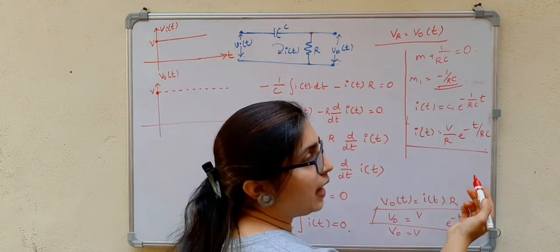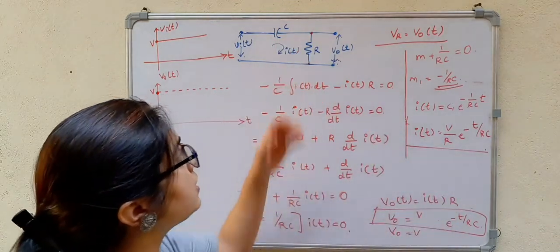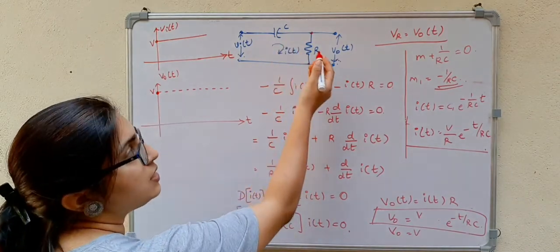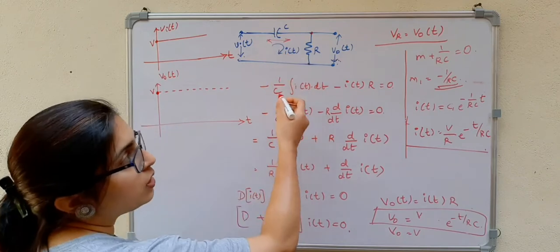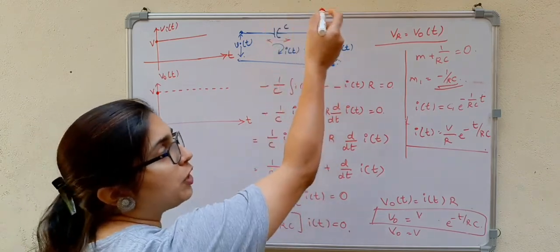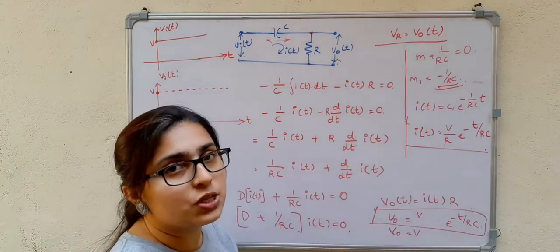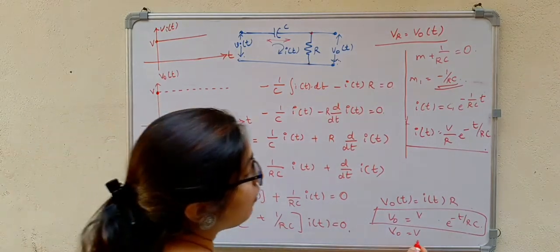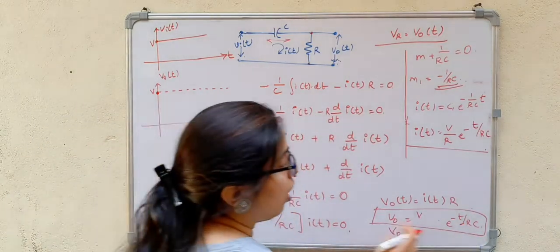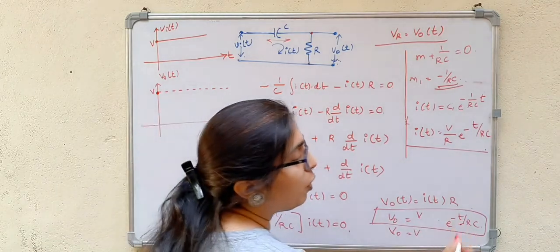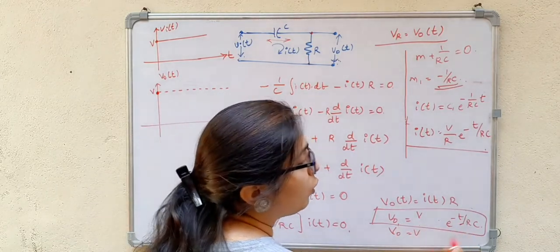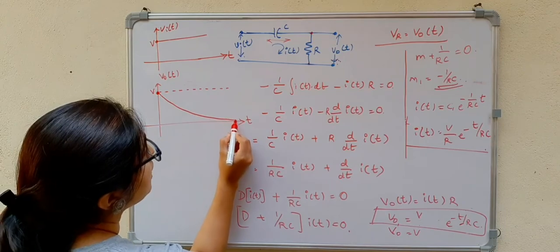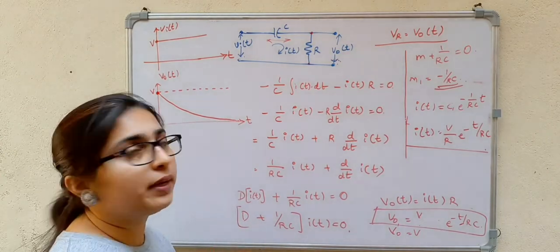Now what happens as time increases? As time increases, the capacitor starts charging. That means here you will see the voltage change. So what happens to the output? The output gradually starts to decrease exponentially. Finally, at t is equal to infinity, the output will be equal to 0, because e to the power of minus infinity is 0. So the output is equal to V into 0, that is 0. So it starts to decrease exponentially and somewhere at t is equal to infinity it becomes 0.